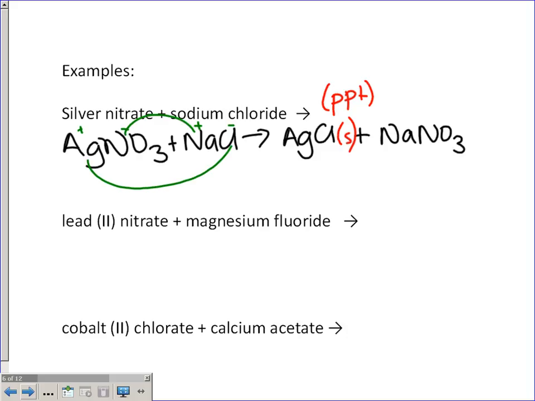Now, we also need to balance these equations. So I have one silver on my reactant side, one silver on my product side. One nitrate, remember we balance polyatomics together. One nitrate on my reactant side, one nitrate on my product side. One sodium on my reactant side, one sodium on my product side. One chlorine on my reactant side, one chlorine on my product side. So this equation is balanced as is.